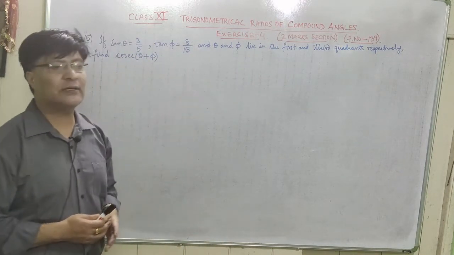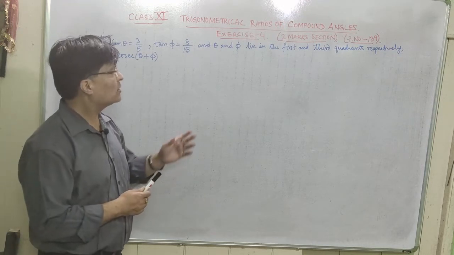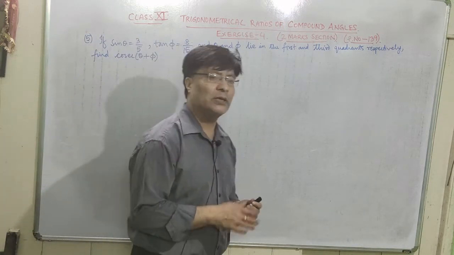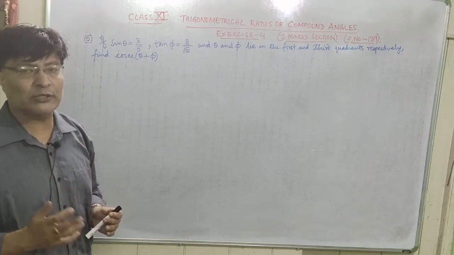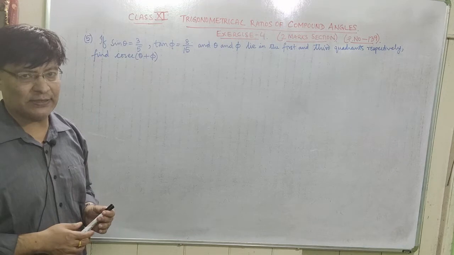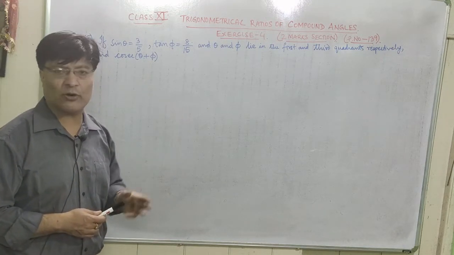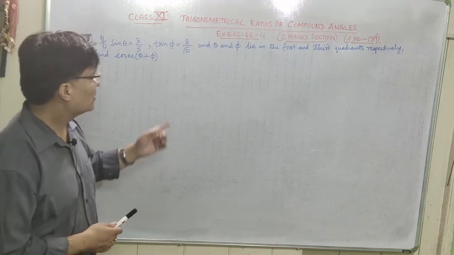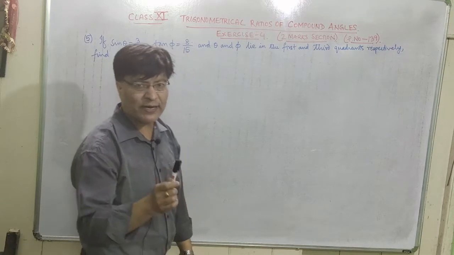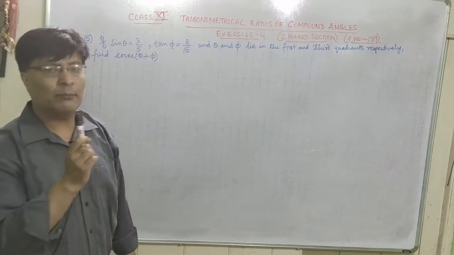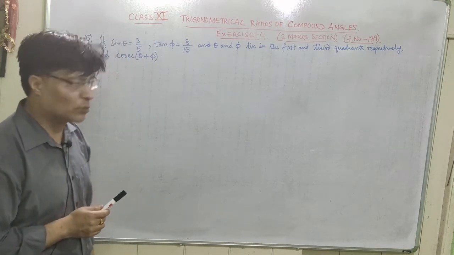So if theta lies in the first quadrant, all the trigonometrical ratios are positive, but phi lies in the third quadrant, and in the third quadrant only tan and cot are positive, but all other trigonometrical ratios are negative. Okay, in the third quadrant only tan and its inverse, that is cot, are positive. That is, phi lies in the third quadrant, so tan phi and cot phi are positive, but all other trigonometrical ratios are negative.